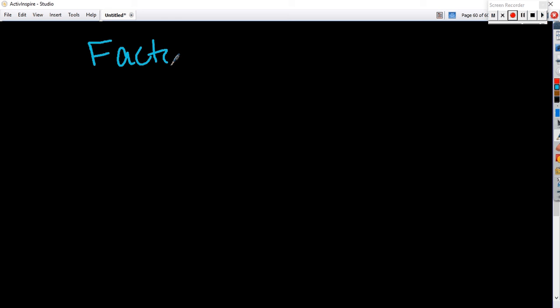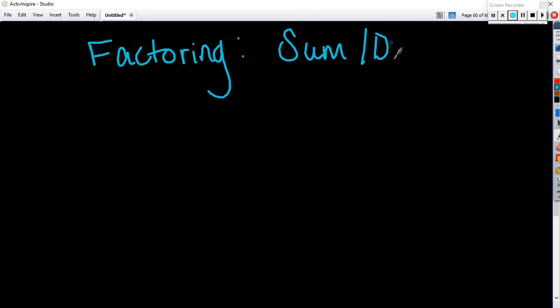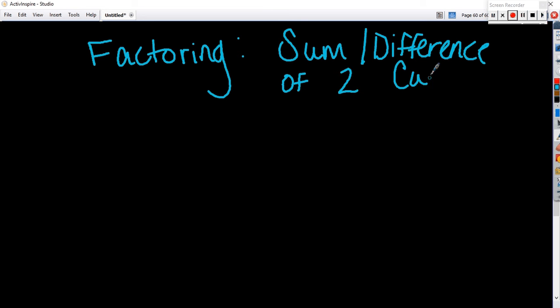First thing I want to show you is a sum or difference. Now remember, perfect squares can only be a difference of two squares. This can be a sum or difference of two cubes.